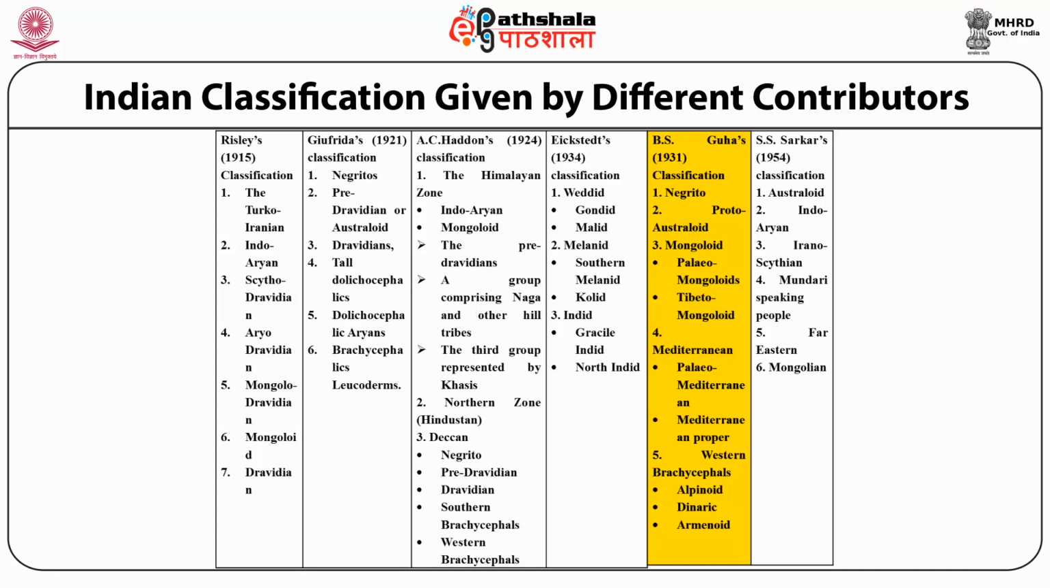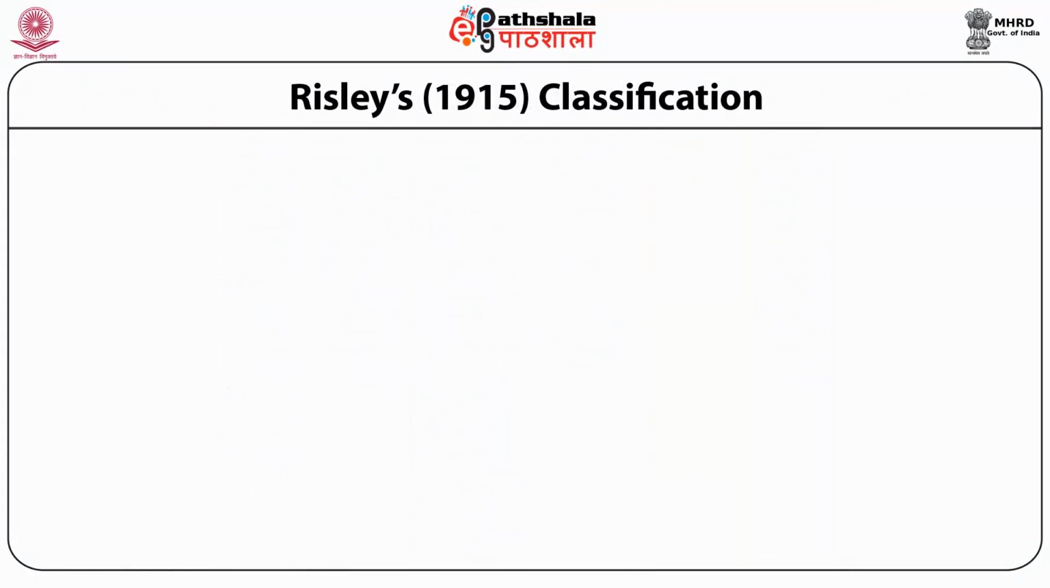Here you can see the Indian classification given by different contributors, Risley, Haddon and Guha, Sarkar. They all gave classifications on the basis of different parameters of somatometric and genetical traits. Let's start with Risley's classification.